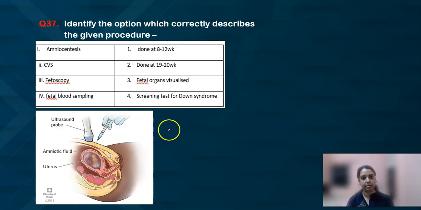Next, identify the option which correctly describes the given procedure. The image was not very clear, but there was an ultrasound probe and a needle. So this is a case of amniocentesis, which is done at 19 to 20 weeks. Let's see the other options.